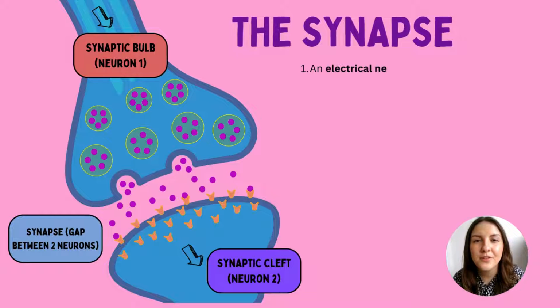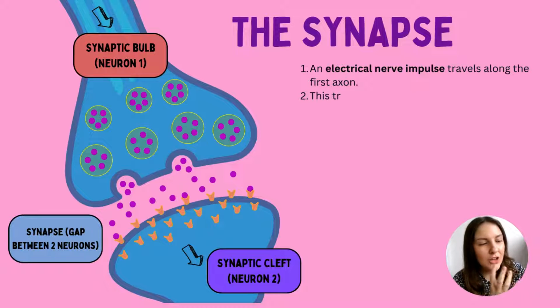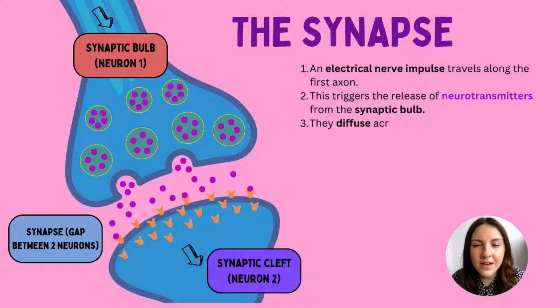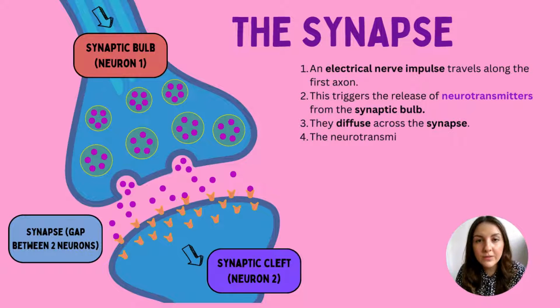So, what actually happens between two neurons? How does the sensory neuron talk to the relay neuron? And how does the relay neuron talk to the motor neuron? Well, what actually happens is a sequence of events that occur at the gap between those neurons. And the gap is called the synapse. Now, the synapse has lots of different things going on there. But for GCSE, there's a couple of key ideas that you must be aware of.